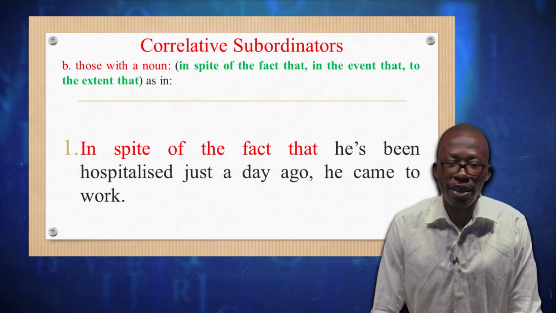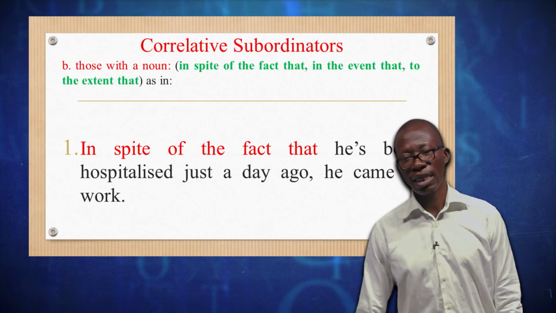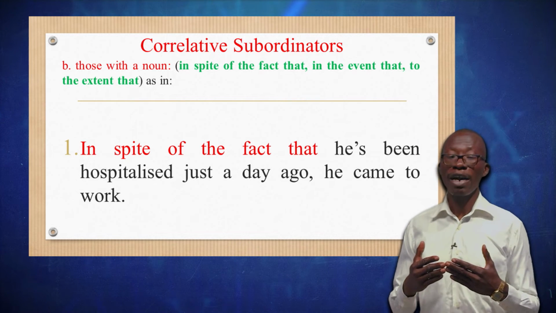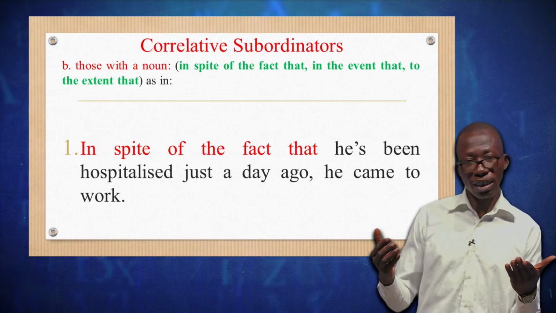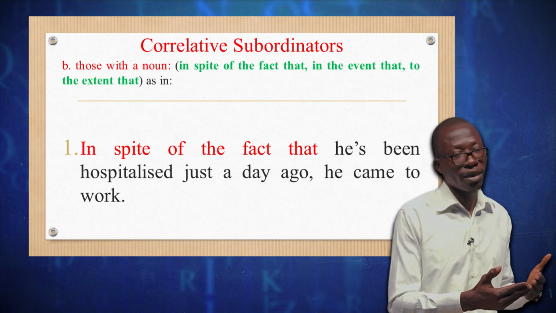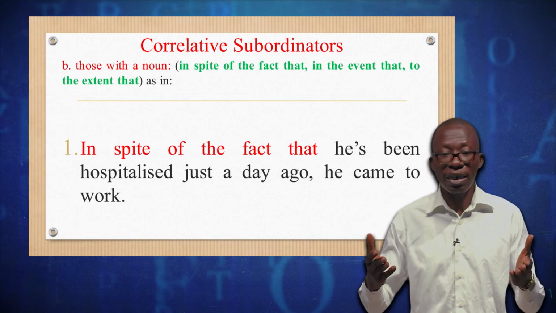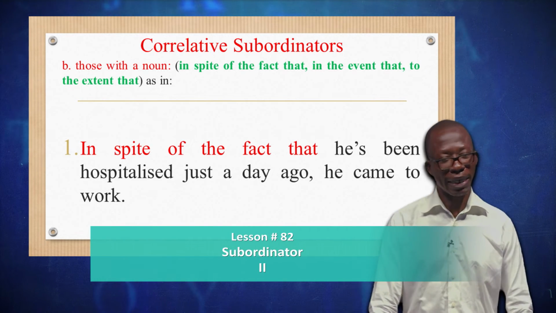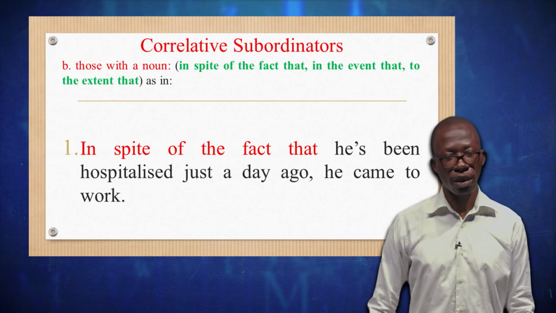So we have, in spite of the fact that he's been hospitalized just a day ago, he came to work. So here we have concession there. A situation of unexpectancy, something we do not expect to happen. Normally it is going to be expected that if someone is just discharged from the hospital, the person should at least take a day's rest. But in this case, the person didn't. From hospital the following day, the person reported to work. That wasn't expected. So in spite of the fact that he's been hospitalized just a day ago, he came to work.